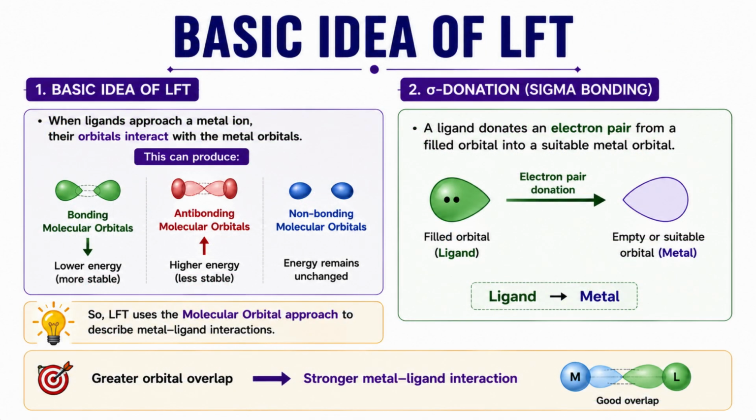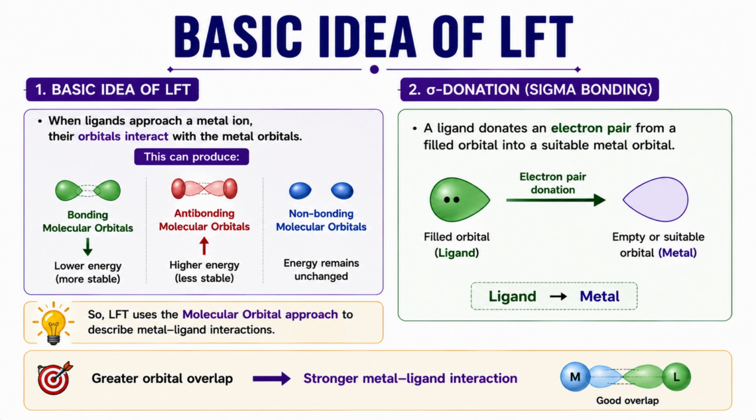When ligands approach a metal ion, their orbitals interact with the orbitals of the metal. Depending on their symmetry and energy, these orbitals can combine to form 1. Bonding molecular orbitals, which are lower energy and more stable. 2. Anti-bonding molecular orbitals, which are higher energy and less stable. Some metal orbitals may remain non-bonding if they do not interact effectively with ligand orbitals. So, unlike CFT, LFT considers orbital overlap and covalent bonding.